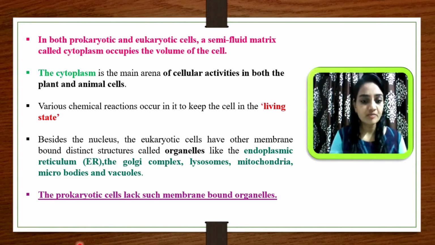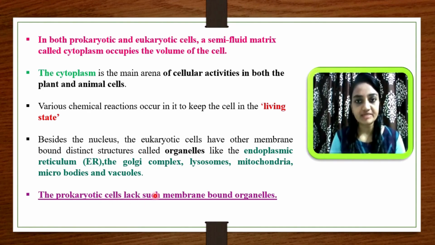The prokaryotic cell lacks such membrane-bound organelles. This means in a prokaryotic cell you cannot observe all these structures. That is, membrane-bound structures are absent in a prokaryotic cell. This is the main difference between eukaryotic cells and prokaryotic cells.